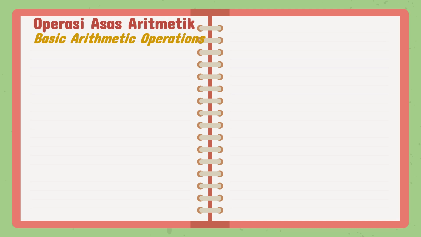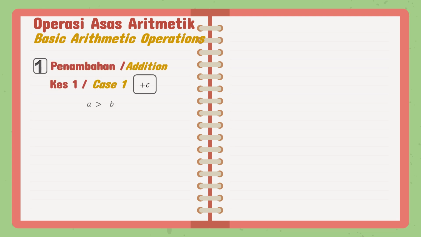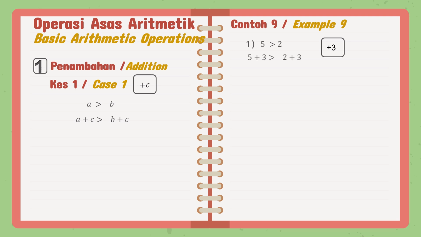Alright, so let's move on to basic arithmetic operations. The first one we have is addition. Case 1: when you have a positive c, that means any positive number, you add it on both sides of the inequality, so the symbol doesn't change. Look at example 9 here. When you have 5 greater than 2, you add positive 3 to both sides. So you have 5 plus 3, which is 8, and 2 plus 3, which is 5. That means 8 is greater than 5.